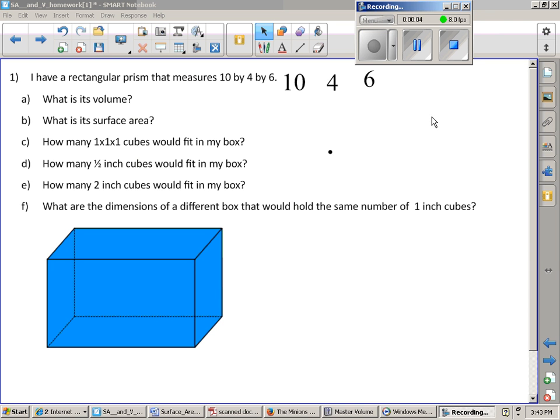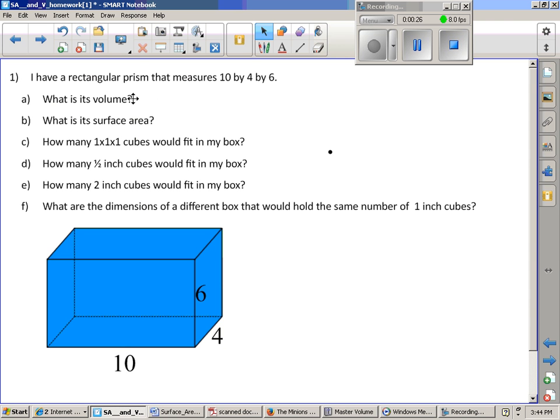So today we're going to talk about how you find the volume, the surface area, and then find the capacity of other sized things other than square inches. So here I have a right rectangular prism, and onto that I'm going to put my dimensions. So this side measures 10, this side 4, and this side 6.